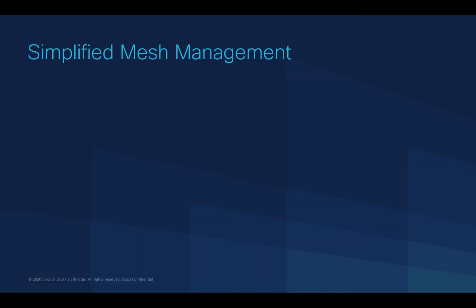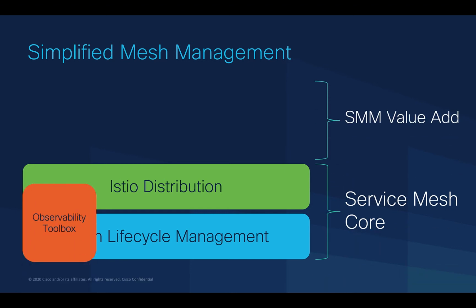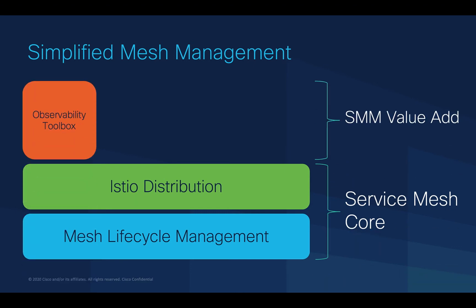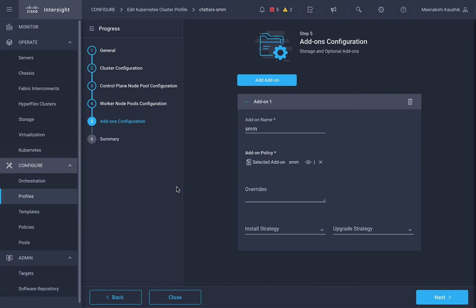We'll take a look at three components of the mesh. One is the lifecycle management of the mesh. The second is observability toolbox, how we have enhanced the monitoring capability of Istio, and look at simplified traffic management. So let's go to my cluster running service mesh. Deploying a service mesh is very simple. You can enable it as part of add-ons or extension profile of any Kubernetes cluster, whether it is an IKS created cluster or an adopted cluster.